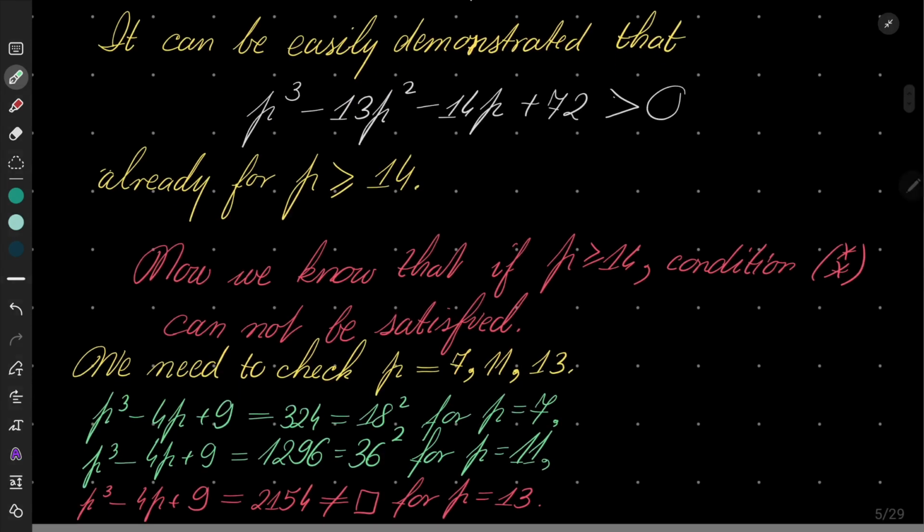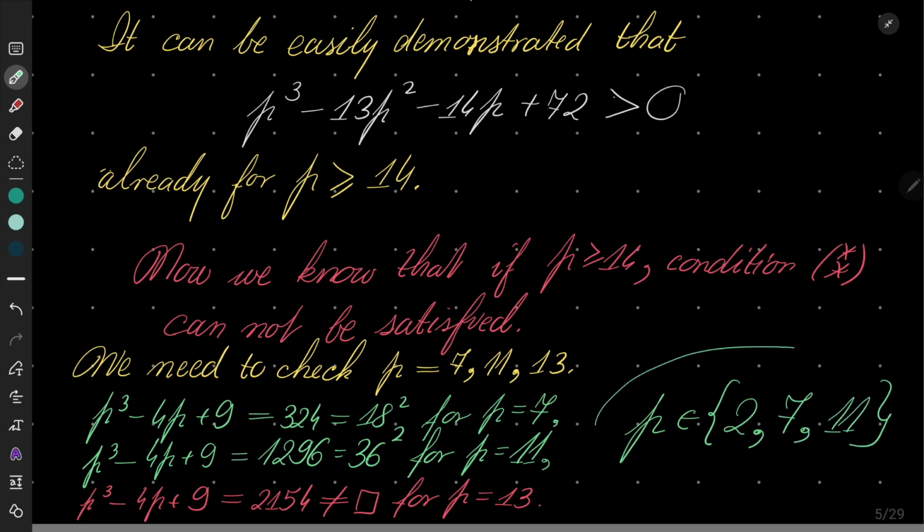So p is in the set 2, 7, 11. And that is our answer. p is either 2 or 7 or 11. There are no other options.